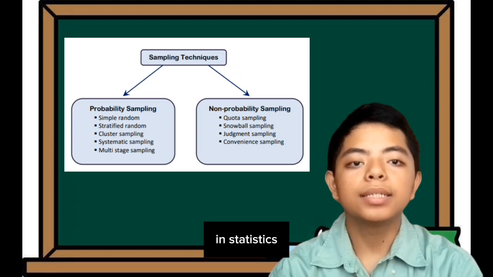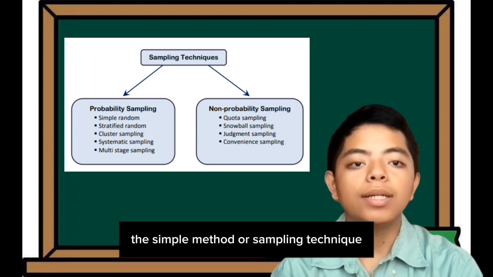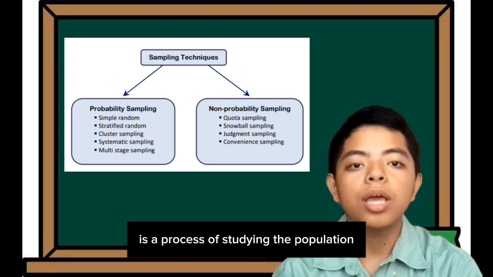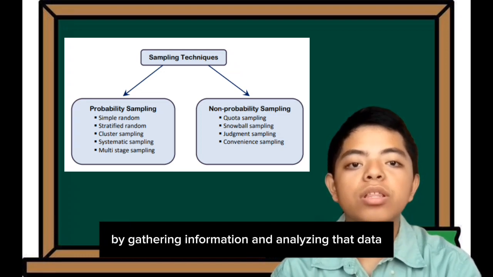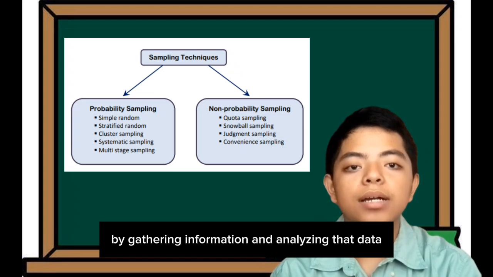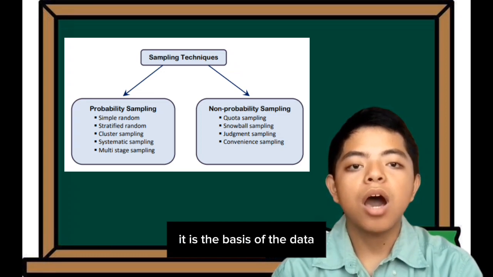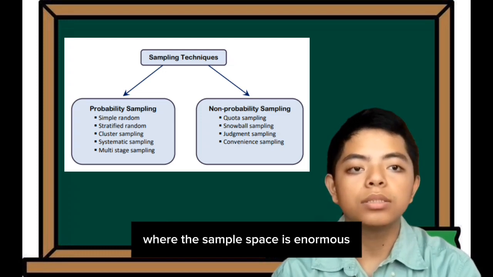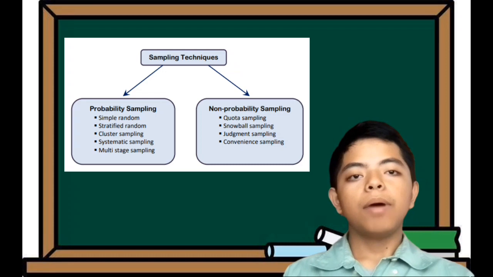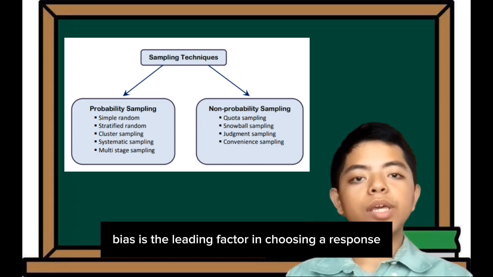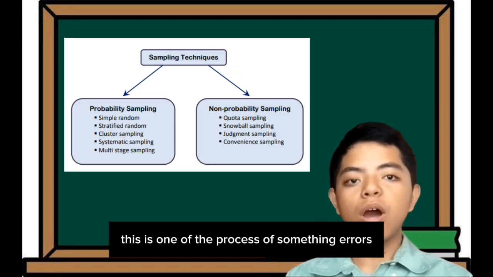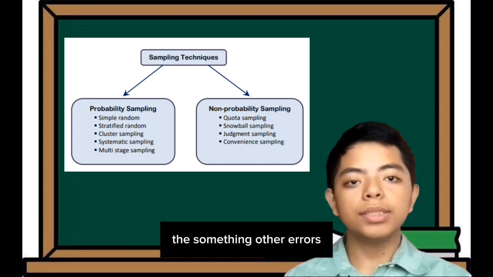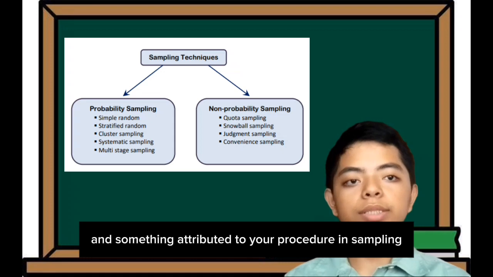In statistics, the sample method or sampling technique is a process of studying the population by gathering information and analyzing that data. It is the basis of the data where the sample space is enormous. Bias is the leading factor in choosing your respondents. This is one of the causes of sampling errors. The other errors in sampling are attributed to your procedure in sampling.